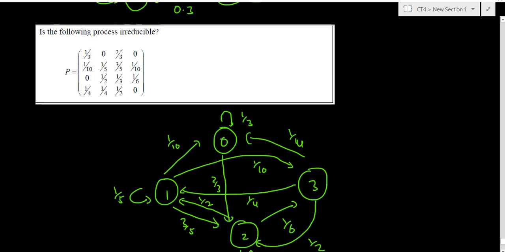Let's check for state 2. So for 2 I can go to 1, I can go to 3. Okay, how will I go to 0? I'll go from 2 to 1 and then I'll go from 1 to 0, right? So that is also possible.